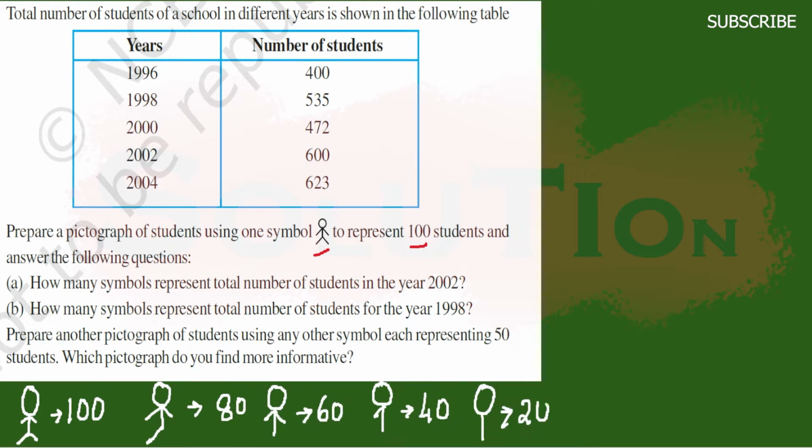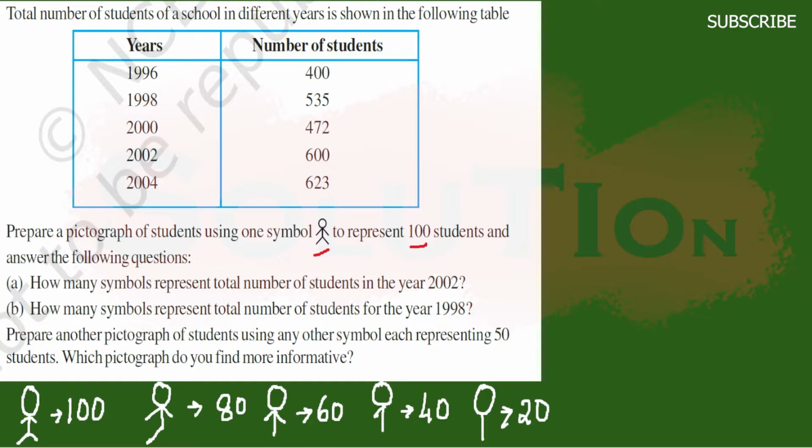So with the help of this we'll be representing our above data. We have 100, 80, 60, 40 and 20. So 100 means one particular person, and then I have removed one leg, it represents 80. Then I have removed 2 legs, it represents 60. A person with the body and hand represents 40. And when the person has only the body, it represents 20.